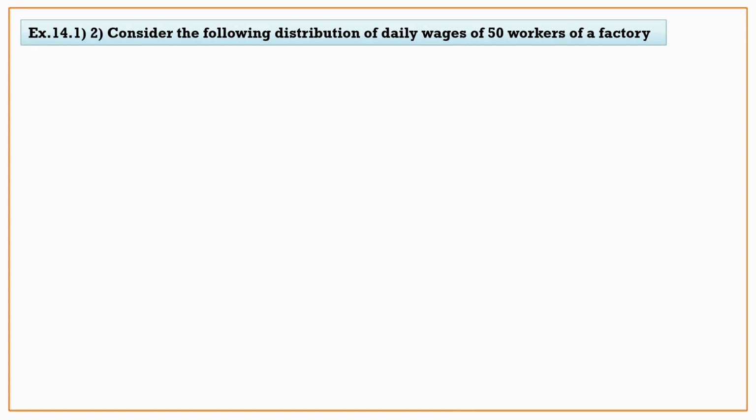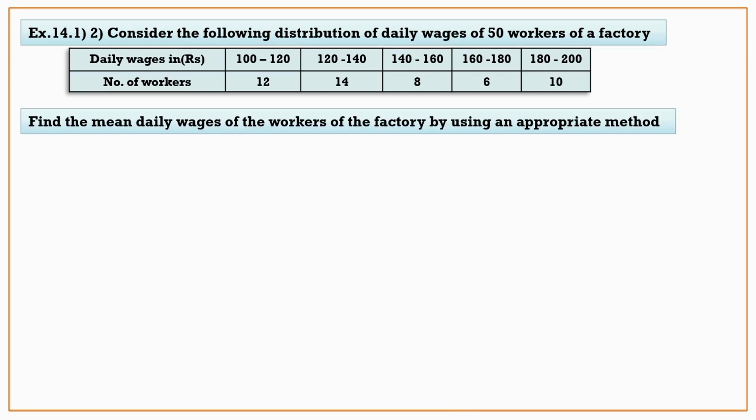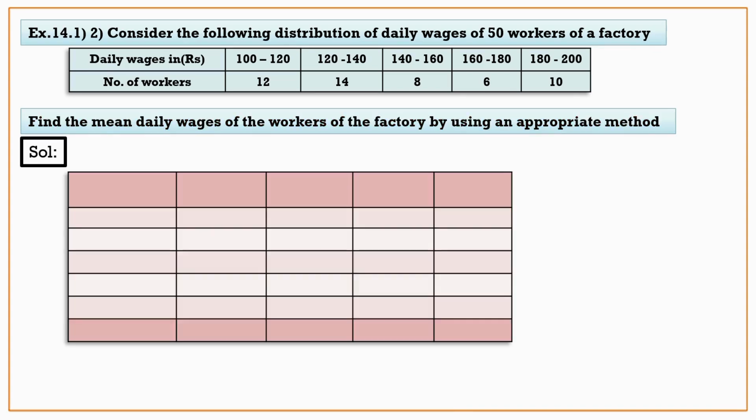Consider the following distribution of daily wages of 50 workers of a factory. The daily wages and the number of workers are given in the table. Find the mean daily wages of the workers of the factory by using an appropriate method. Here you can clearly see that the class interval is large. Normally we use the step deviation method when we have a large value of class interval, and we use the direct method, as I explained earlier, when we have a smaller value.